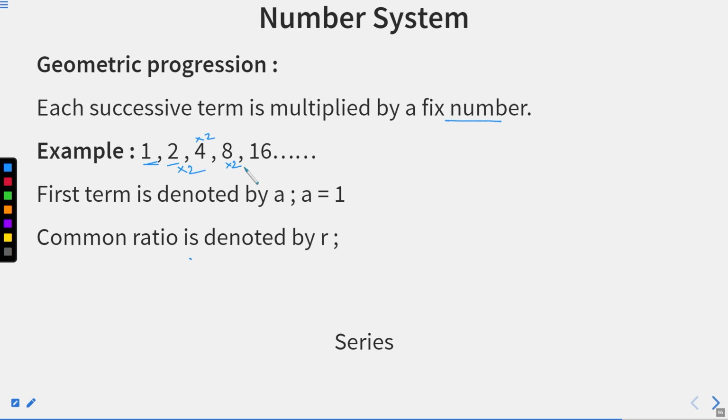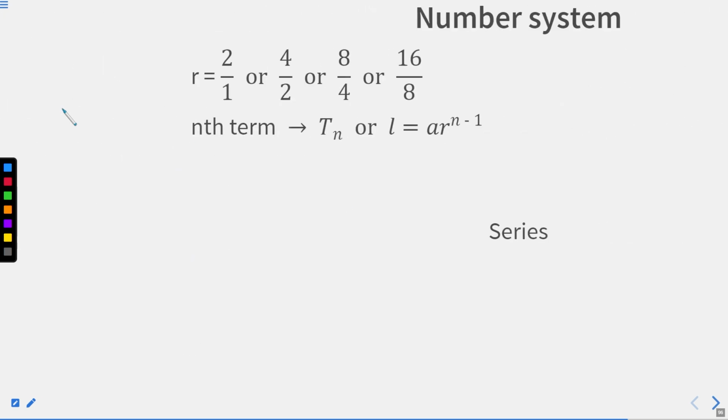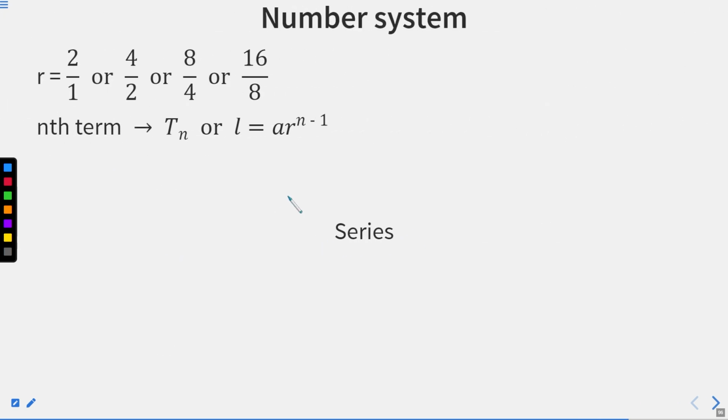The first term we denote by a and it is 1, and then the common ratio. Last time we had a common difference which is denoted by d. Here we have a common ratio that is denoted by r. So what is r? A very simple way to find it is to just divide the numbers: 2 by 1, 4 by 2, 8 by 4, and you will clearly be able to see that we have a common ratio that is 2. Okay, how do you know the nth term?